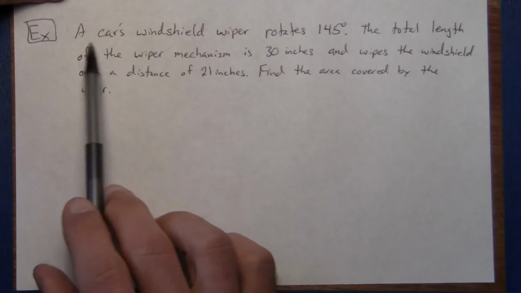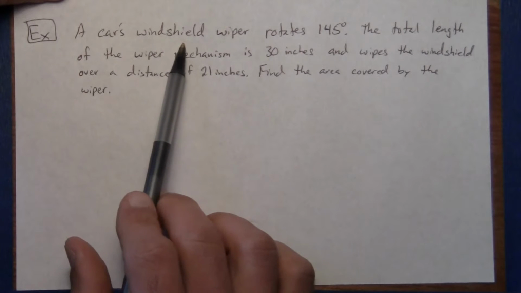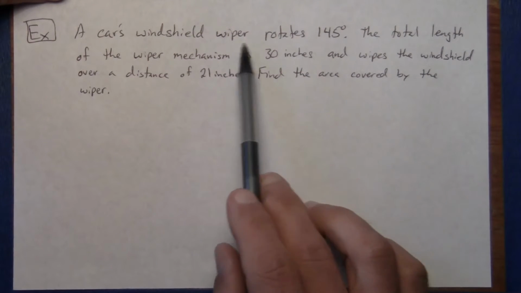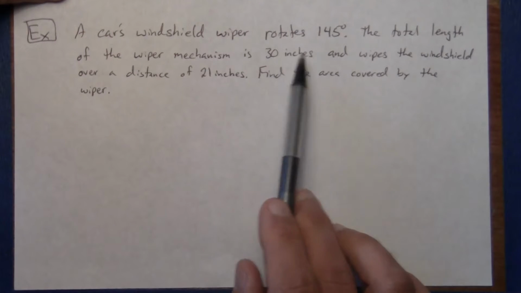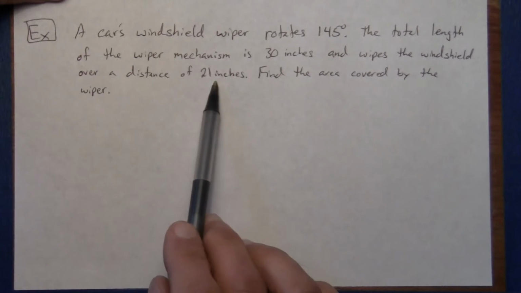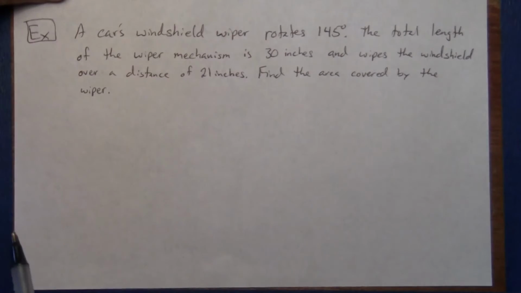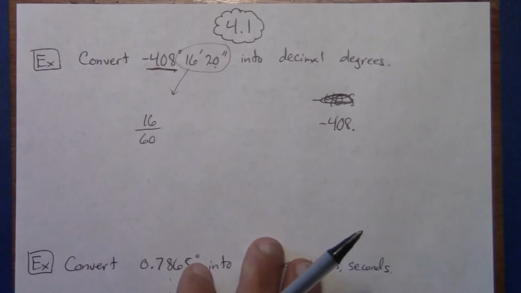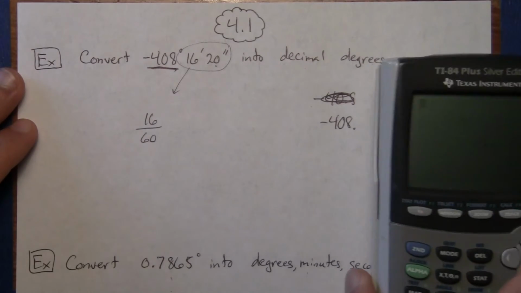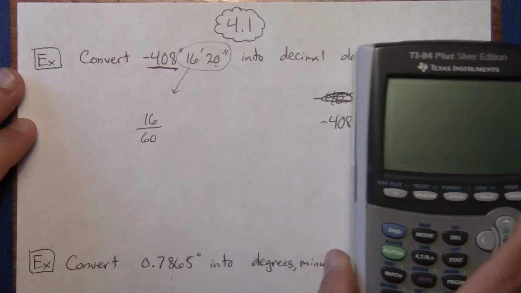And then the other one is one of the last 2 problems. It's a windshield problem. You'll see when you get to it. It says it rotates 145 degrees. The wiper mechanism is 30 inches. The windshield wipes over a distance of 21 inches, and it wants you to find the area covered by the wiper. So let's start with converting from degrees, minutes, and seconds into decimal degrees.